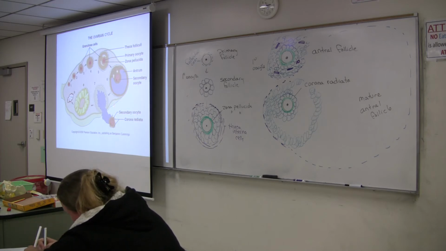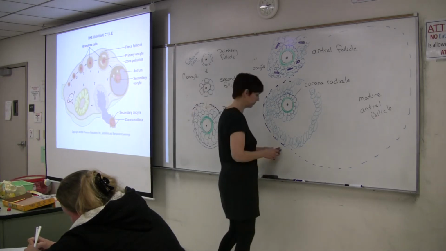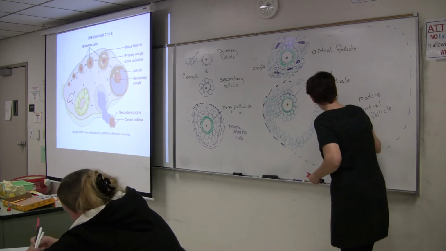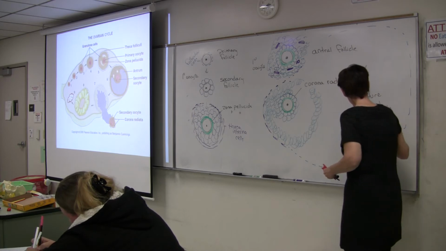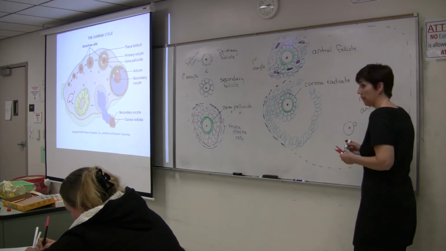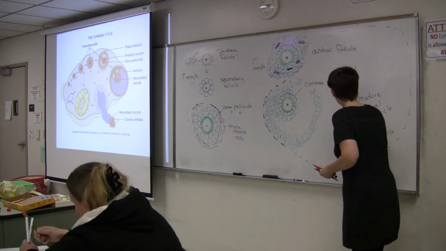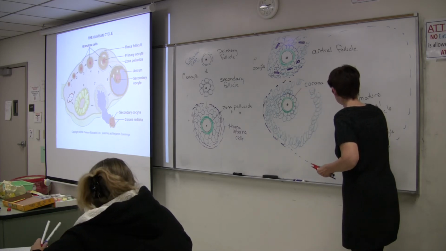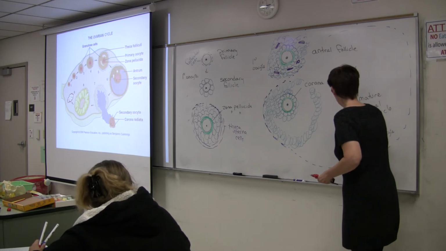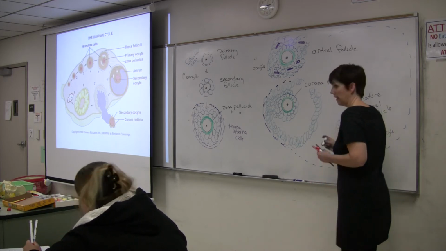So at ovulation, we would really have released our secondary oocyte, the first polar body, all of that surrounded by the zona pellucida, the corona radiata, and a bunch of other cells. That's what gets ovulated.